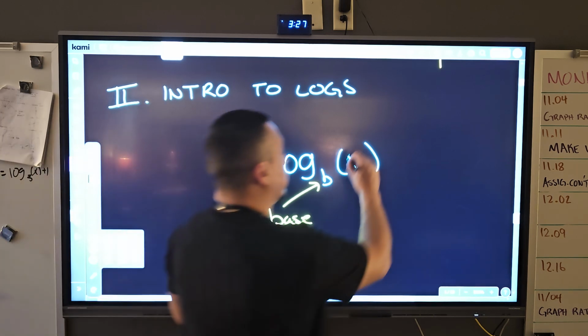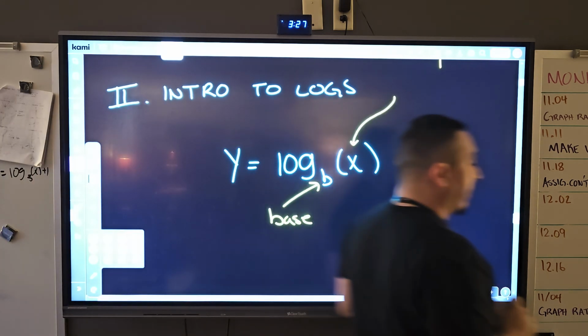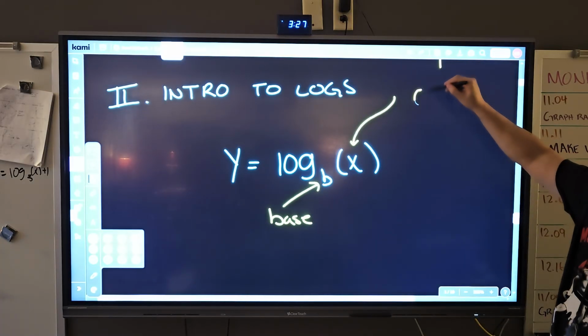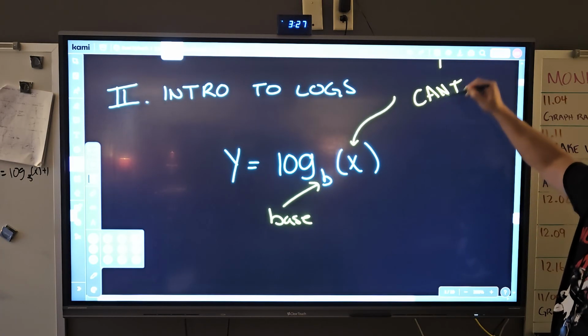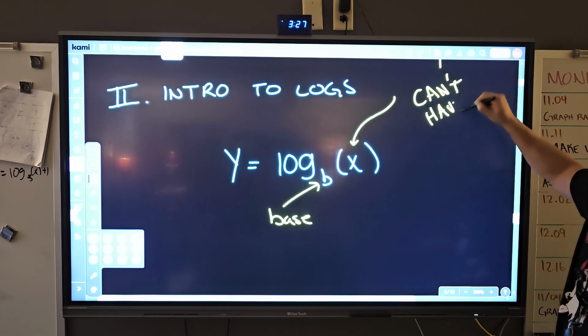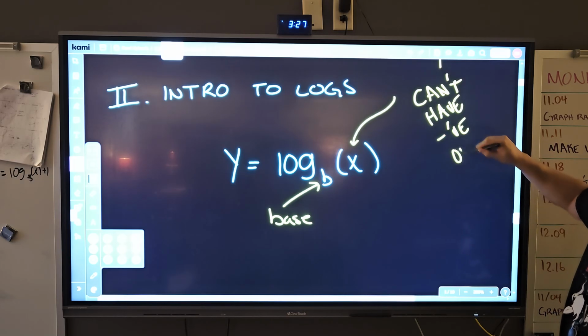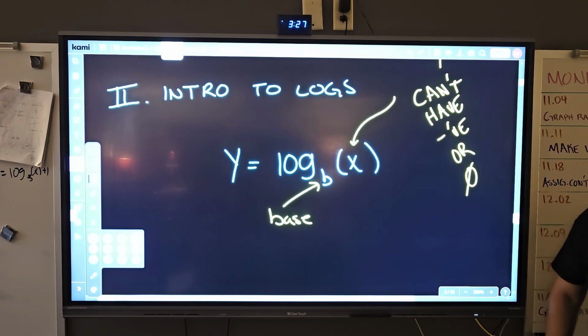One restriction that we do have with logs is inside of those parentheses. You can't have a negative number or a 0. It's something unique for this. You can't do that. If you did it on a calculator, you would get an error.